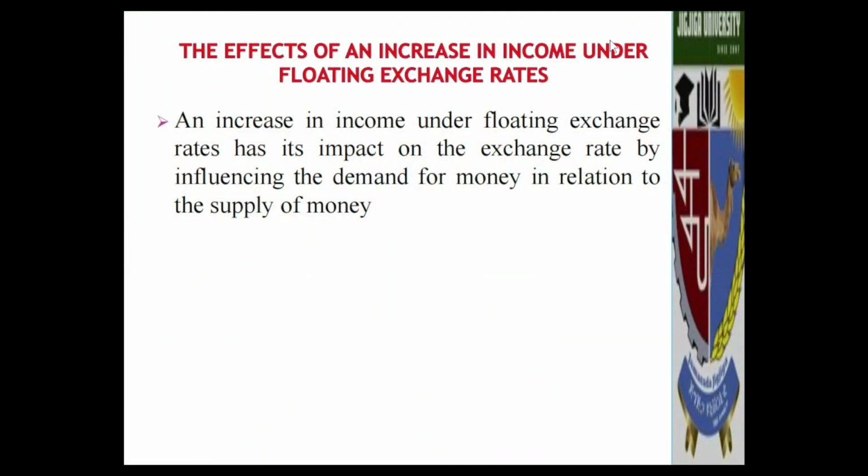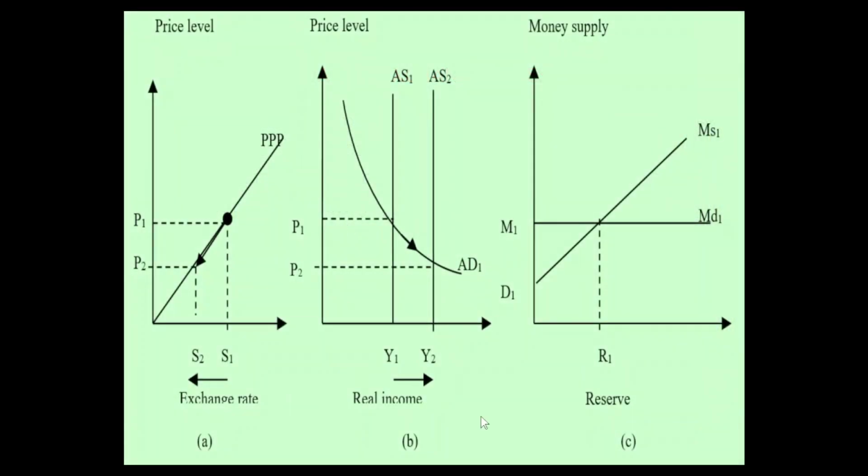So the effect of an increase in income under a floating exchange rate. An increase in income under a floating exchange rate has its impact on the exchange rate by influencing the demand for money in relation to the supply of money. As you have seen here, the real income is increased from Y1 to Y2, the exchange rate is decreased from S1 to S2, but there is no impact on the reserve.